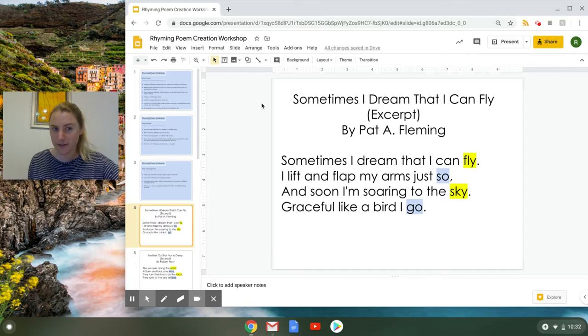This is an excerpt from a poem. So that means not the whole poem, part of a poem. And this poem is called Sometimes I Dream That I Can Fly by Pat A. Fleming. And you'll see that the rhyming pairs in this poem are color coded. So we can see the first pair is yellow, and we can see the second pair is blue, and they switch. So A, B, yellow, blue, yellow, blue. Let's listen.